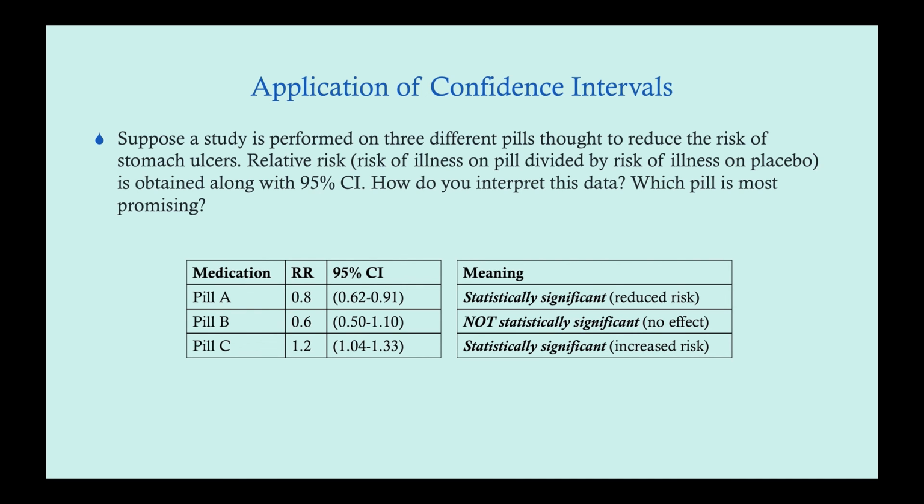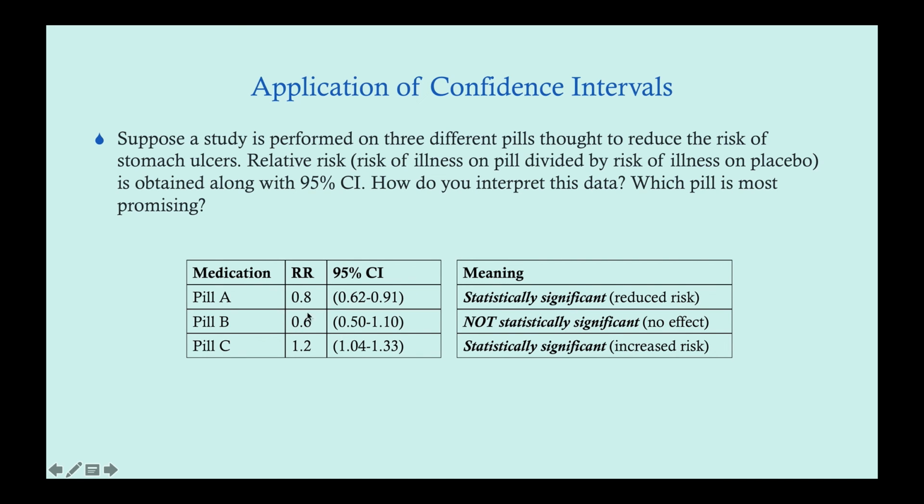If so, what you're looking at then is that 95% confidence interval. Does it include that null value of 1? If it does not, then it's statistically significant. And the null value is not always 1, but in this case it is because we're talking about relative risk. So if that confidence interval does not include the null value, then the results from that pill were statistically significant.